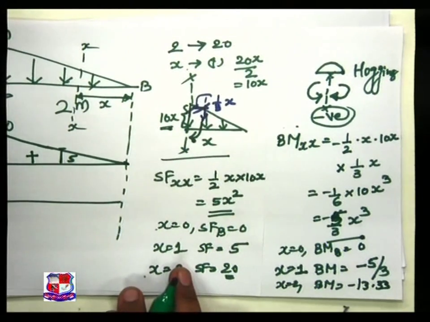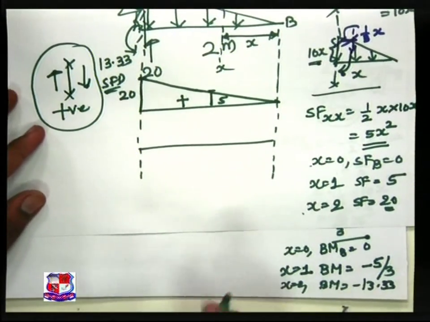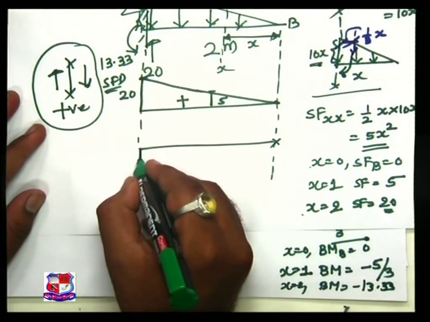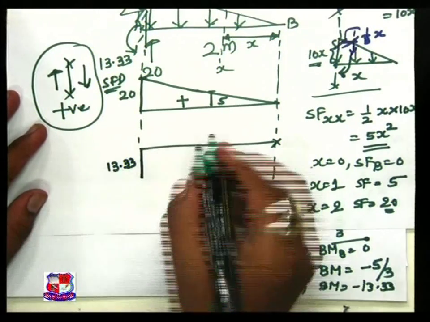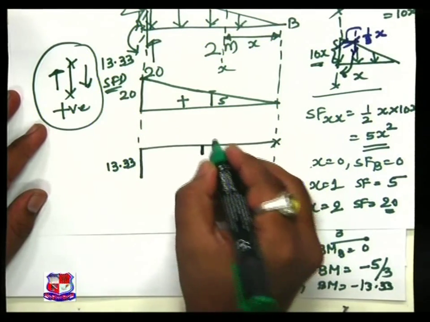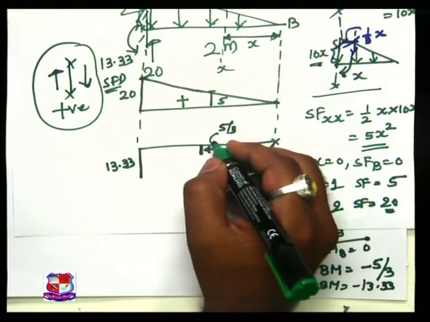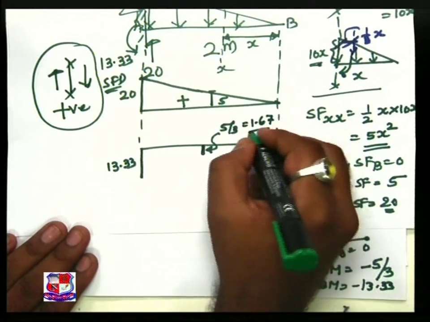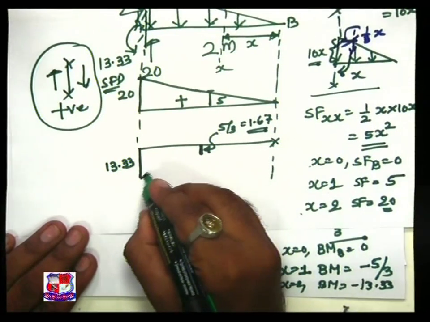Now let us put this value over here in this diagram. Clearly visualize, this is 0. This magnitude is 13.33. This magnitude is 5/3, and the value of 5/3 is 1.67. Joining all this with the cubic parabola.